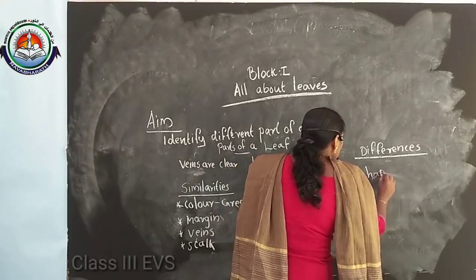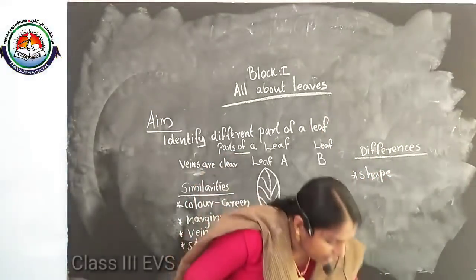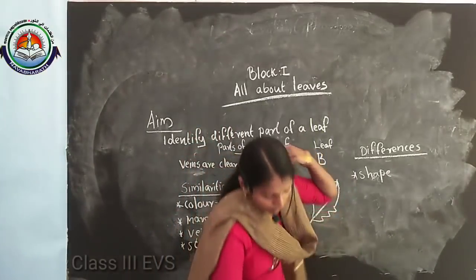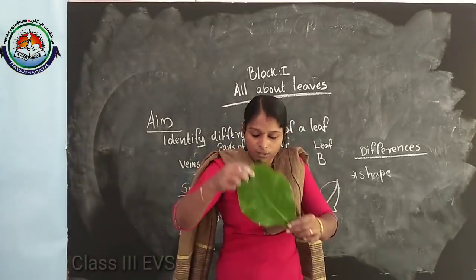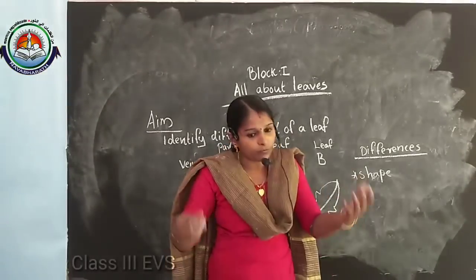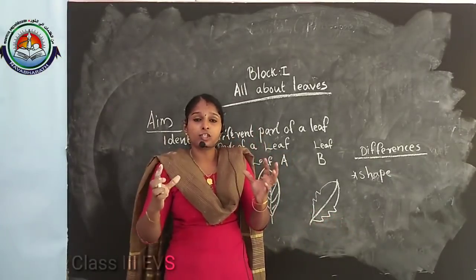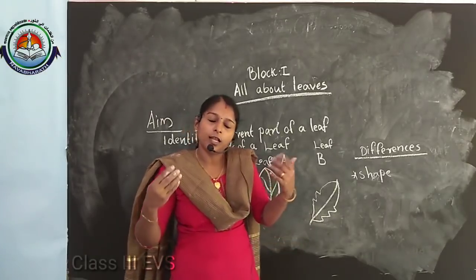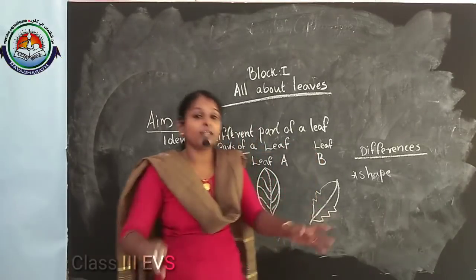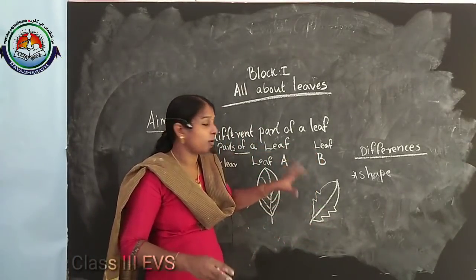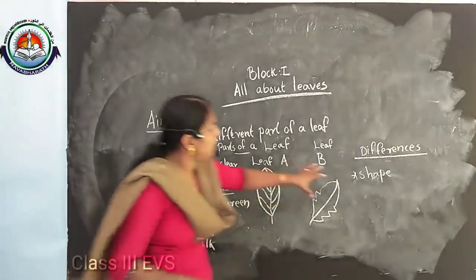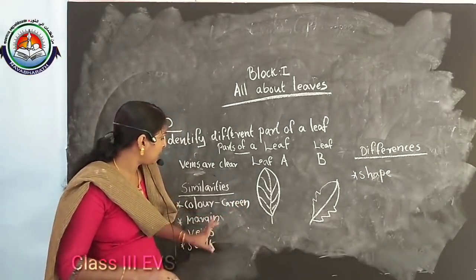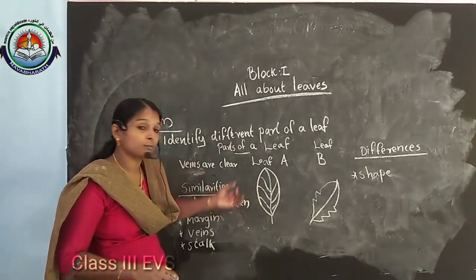The leaves' shape is different. We know some leaves have a long shape, some are flat. Some will be circle, oval, or heart shaped. So there are different kinds of shapes for different leaves. So the shape is different.